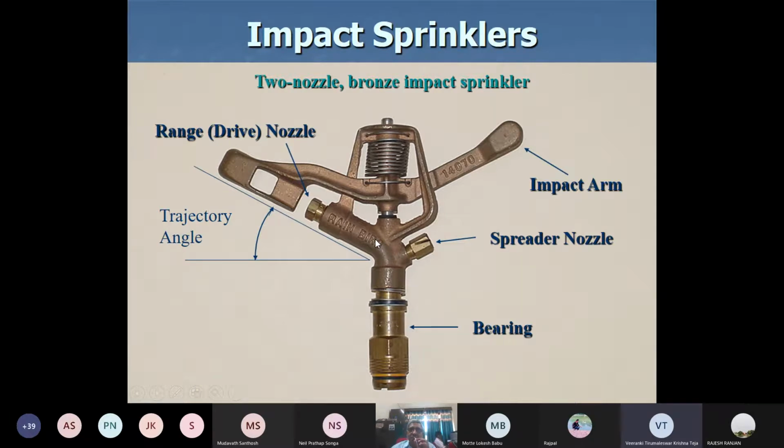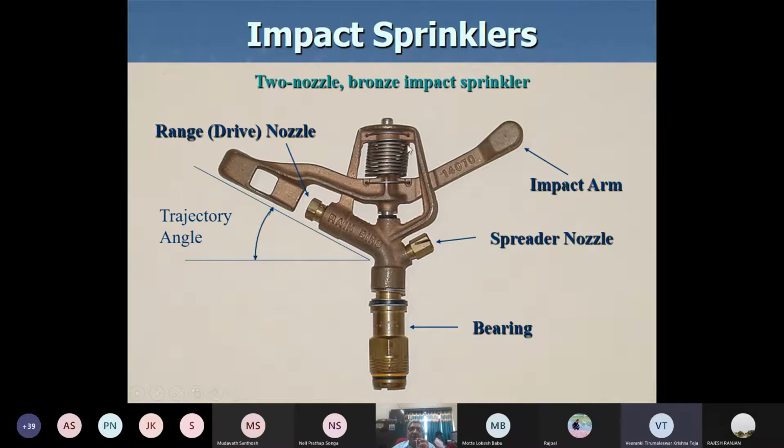Now, this part is connected with a riser pipeline. So water enters here, and it comes at a pressure. Because of the high pressure, what happens?